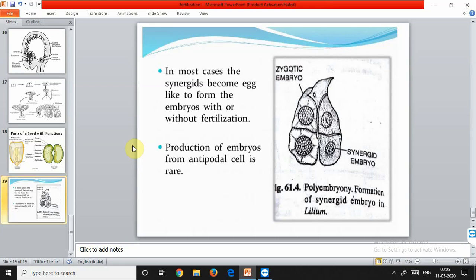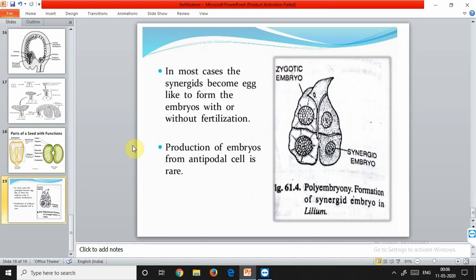The synergid was the tissue that was not responsible for fertilization, but in some cases it gets the ability to participate in the process of fertilization, and when it also participates, there will be production of more and more embryos, leading to the formation of many embryos. This is called polyembryony. Poly means many, and embryo means the product that is formed after fertilization. So polyembryony occurs when many embryos are formed by the unfertilized cells that were not used in fertilization, but have developed some ability to participate in the process of fertilization. That's why they have formed many embryos.